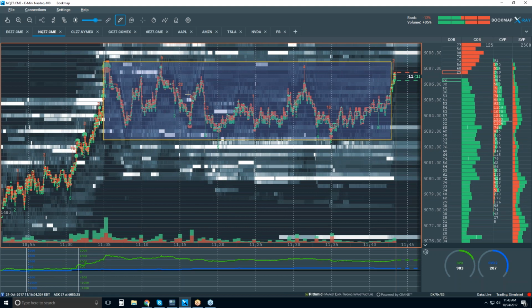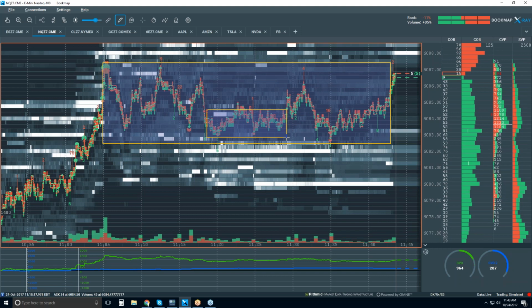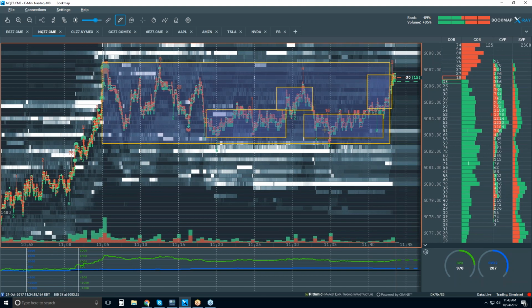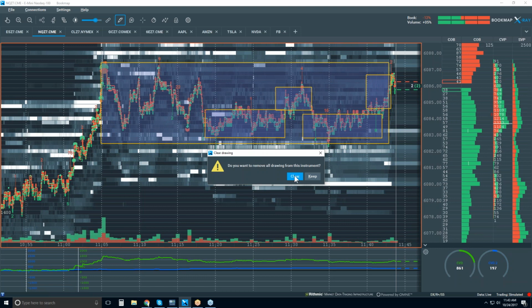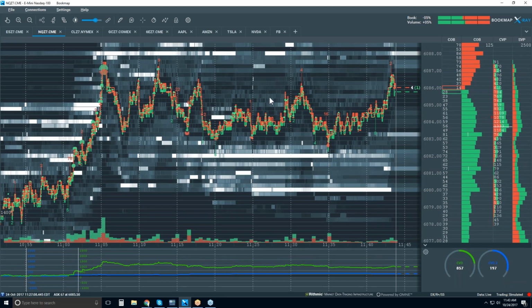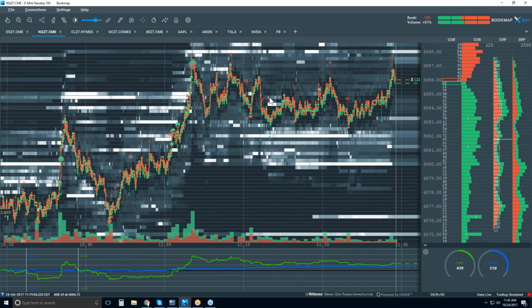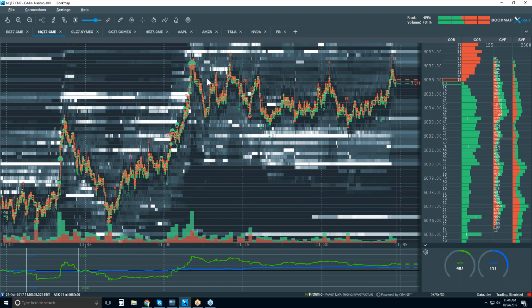Anyway, micro ranges here, broken. This is really messy in here. This is even fitting into that. But you can see here, micro range broken, comes right back down, broken yet again here, and back up to the upside. And then this area in here is just a mess. We don't see much of anything in here.